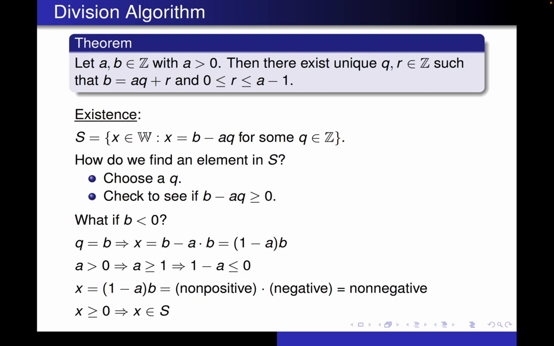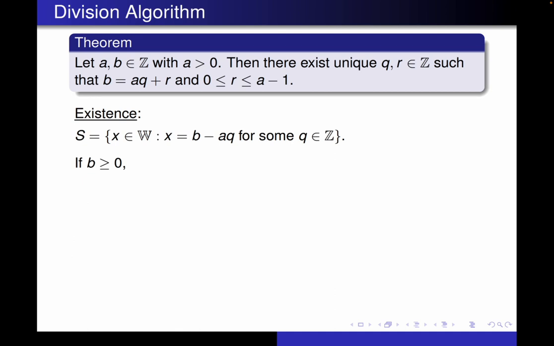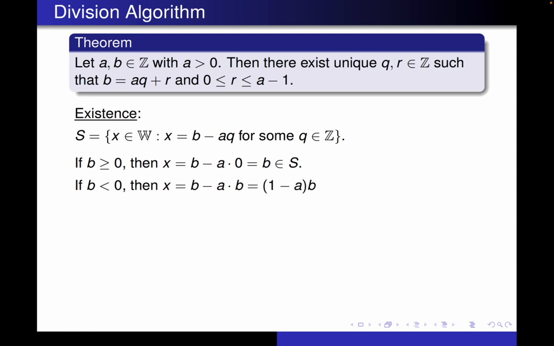So we already knew that x was a remainder. It was b minus a times q. Our q in that case was b, right? And now we know that it's a remainder that was greater than or equal to 0. That means that x is an S. So S is non-empty, right? So what this tells us is if b is greater than or equal to 0, then x equals b is an S. If b is less than 0, then x equals b minus a times b is also an S. So in either case, S has an element in there. And that tells us that S is a non-empty set.